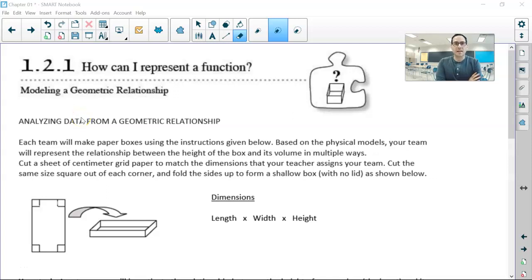Okay, welcome. This is section 1.2.1. Now this is going to be in a couple of parts. The first part we're going to be talking about making our model. So we're talking about how can I represent a function.